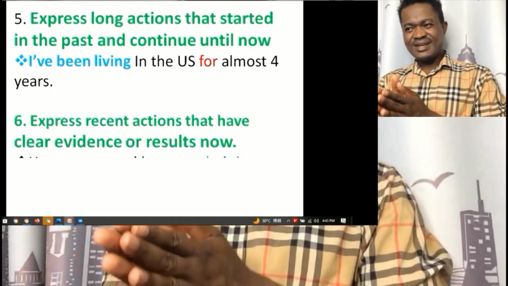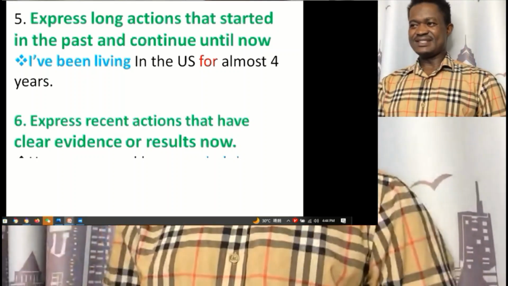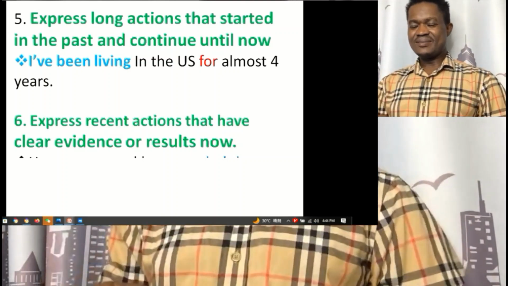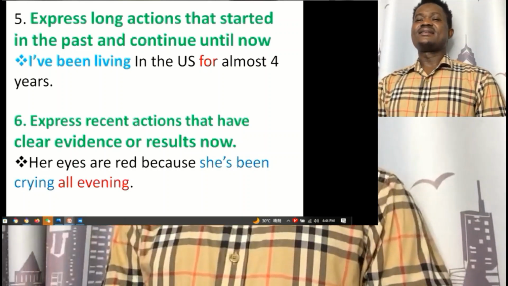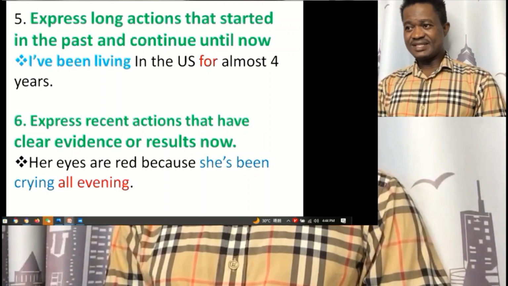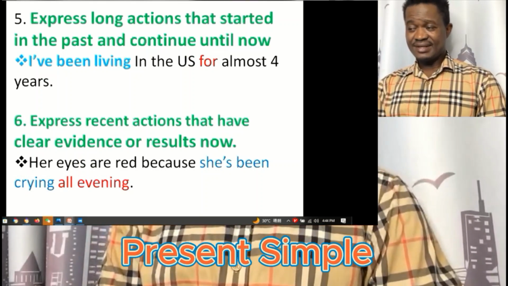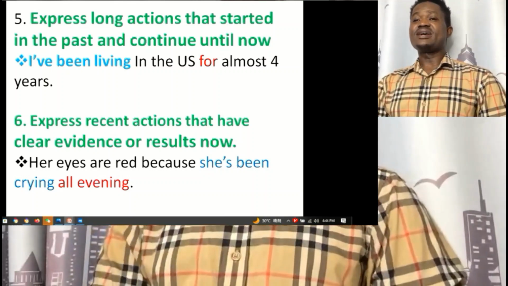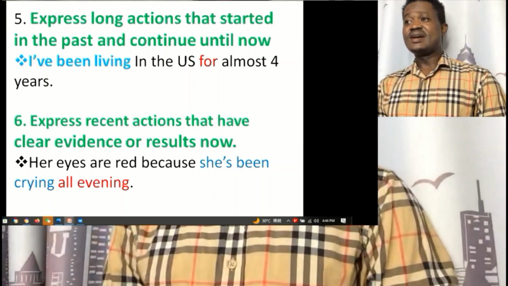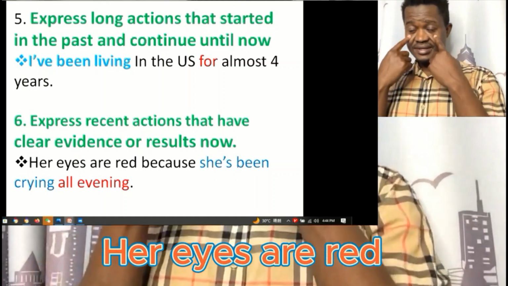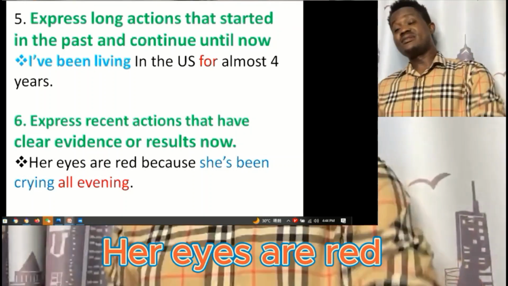Next: express a recent action that has clear evidence or result now. Okay, let's see how this goes. All right. Her eyes are red. This is in the present simple. Her eyes are red because she has been crying all evening. So what is the evidence here? Her eyes are red, because she has been crying all evening.